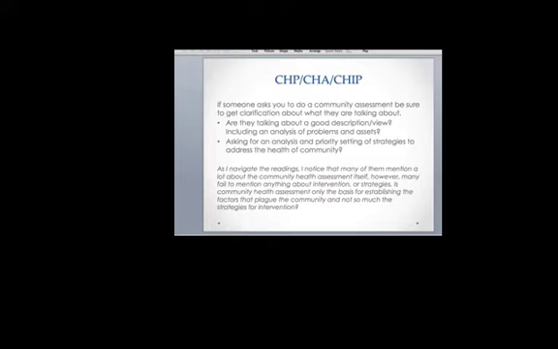As someone said, I navigate the readings. I notice many of them mention a lot about community assessment itself. However, many fail to mention anything about interventions or strategies. Is an assessment only the basis for establishing the factors that plague the community and not so much the strategies for intervention? So hopefully that's clear now.